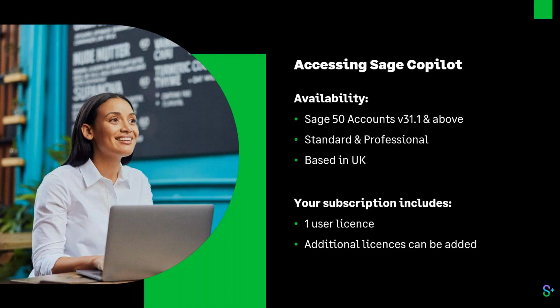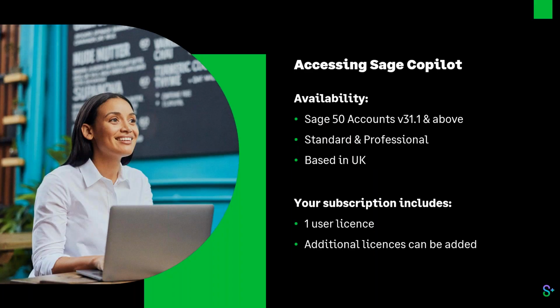You also need to be based in the UK. So if you're based in the Republic of Ireland, if we've got anyone from Ireland today, you currently won't have access to that; it won't be enabled on your license. It's very important. A lot of people will say, well, why don't I have access to that? And it's going to be one of those. So you need to be 31.1 or above, Standard or Professional, and be based in the UK.